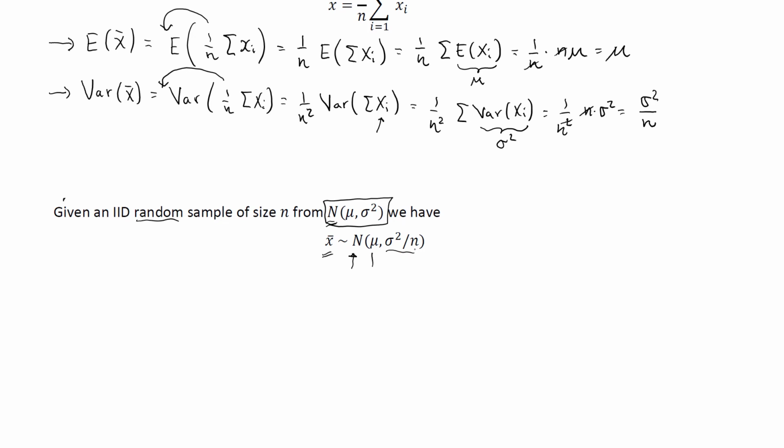Just keep in mind that this is not a general result. So for example, if each observation follows, say, a uniform distribution, then you cannot conclude that the sample mean will follow a uniform distribution. As a matter of fact, it will not. The normal is very special, and the reason that it worked for the case of the normal distribution is that we know that the sum of random variables which are normally distributed will also be normally distributed.